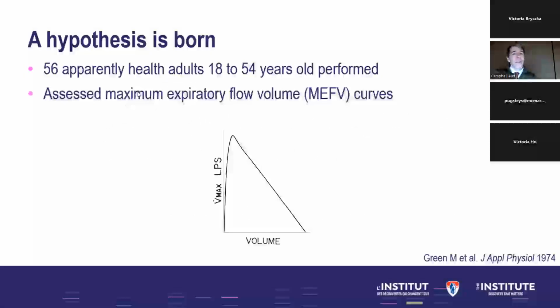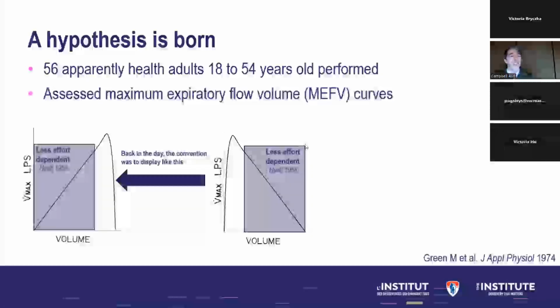So the first thing they did was they collected 56 apparently healthy young adults, 18 to 54 years old. And they assessed their maximum expiratory flow volume curves. On the y-axis here, this is how they depicted flow in liters per second, and on the x-axis, the volume. So I think you're familiar with this triangular shape. And they focused on the latter portion of the curve because it was understood, and I think it's still understood, that this portion of the flow curve is less effort dependent.